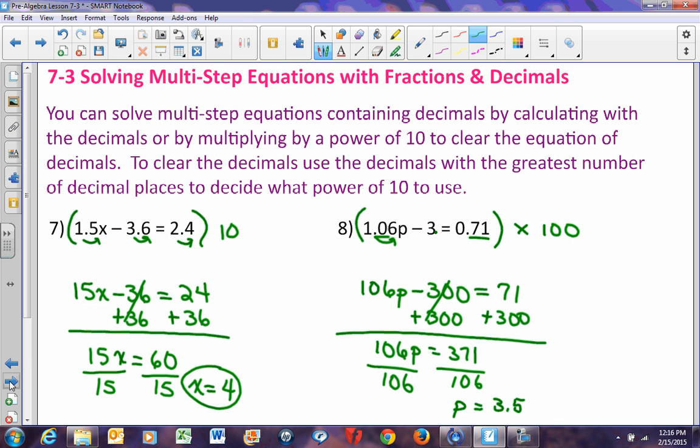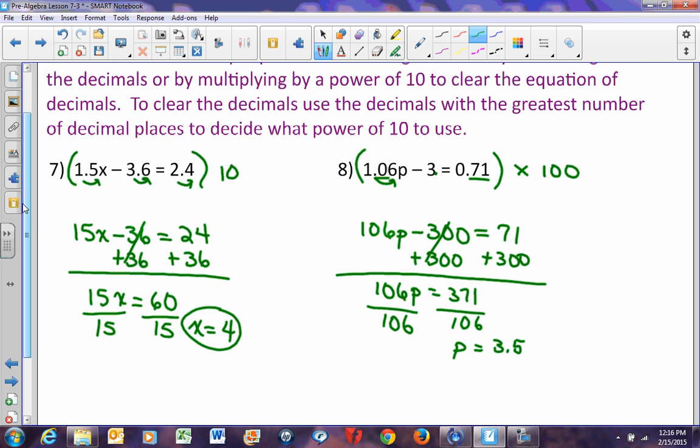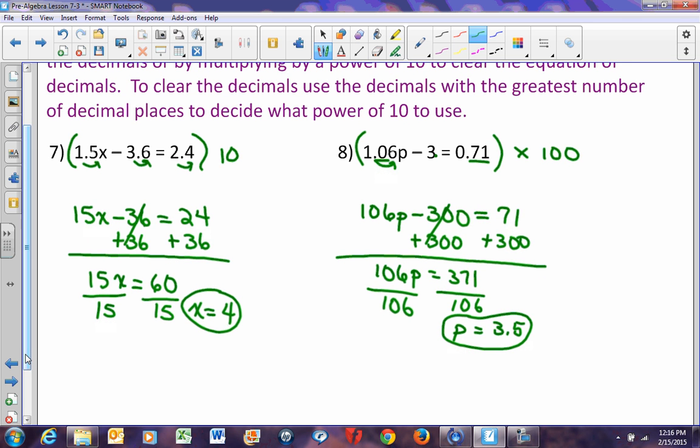And like I said, since this is a problem that's in decimal form, we should leave the answer in decimal form. If it was a fraction, we'd leave it in fraction form, but it is a decimal, so we should leave it in decimal form.